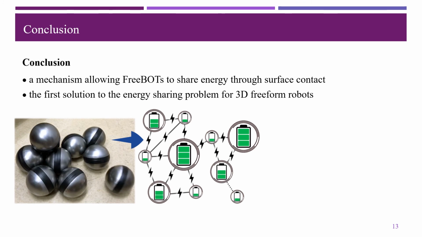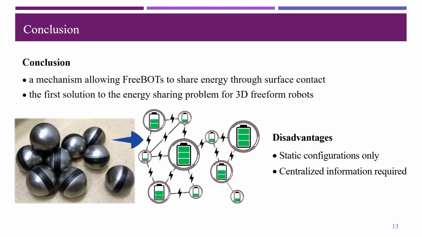Some aspects can be further improved in the future. First, the proposed energy sharing solution is only applicable to static configurations. Second, the proposed rules require centralized information. Currently, it is obtained mainly through external sensors. Overall, although this work has some limitations, it is the only solution for FreeBOT energy sharing so far. We will further investigate better solutions in the future to solve the above limitations.